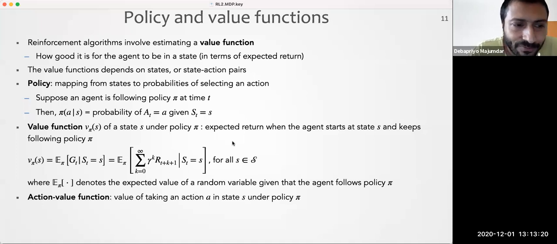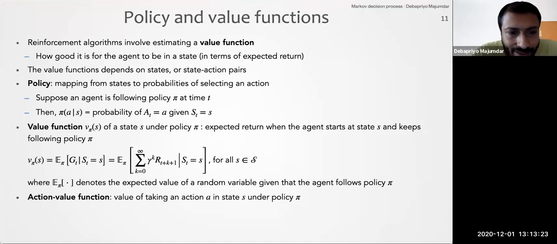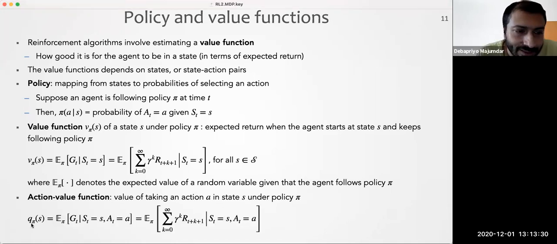Now this is the value function. The action value function is the value of taking an action A in state S under policy pi. So it's q pi of s, a. This is the expected value of G_t. The value function was the expected value of G_t given that I am at state S. This is the expected value of G_t given that I am at state S and taking action A. So it's just the condition that is modified here.